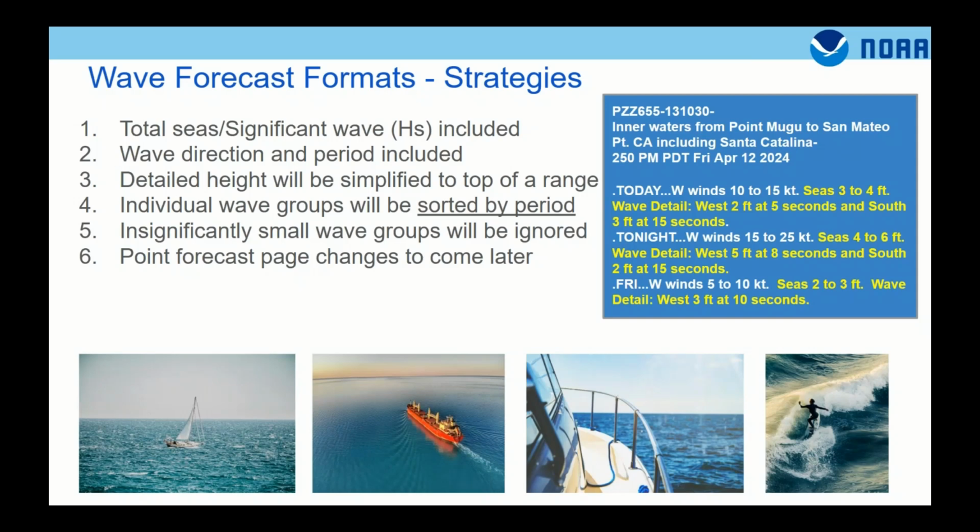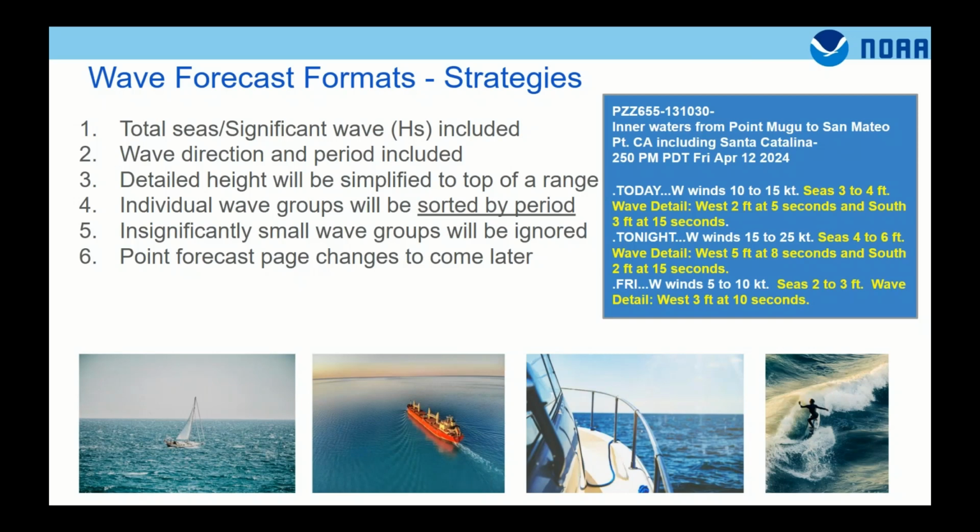Third, the detailed height will be simplified to just the upper end of the range. So instead of seeing a wave detail section, something like a west 2 to 4 foot wave, you'll just see a west 4 foot wave, condensing it down to a single value, highlighting the upper end of the range. This is to shorten the product and also help the mariner not have so many numbers to try to understand.